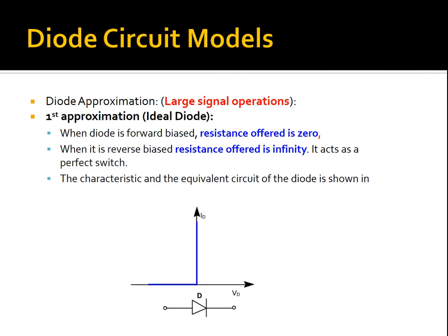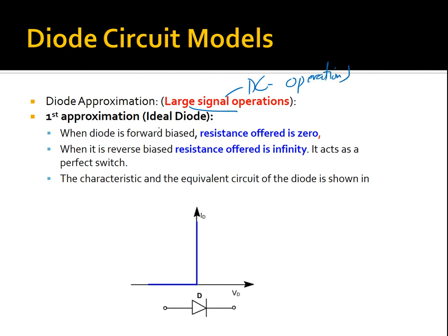Now I am moving towards the second part of this lecture, which is actually the important part, about diode circuit models, that is, how we can actually model the diode in a circuit. There are three kinds of models. The first kind is the simplest model, called the first approximation. Remember, we are doing the large signal operation here. Large signal means DC operation. We are modeling the diodes for the DC operation.